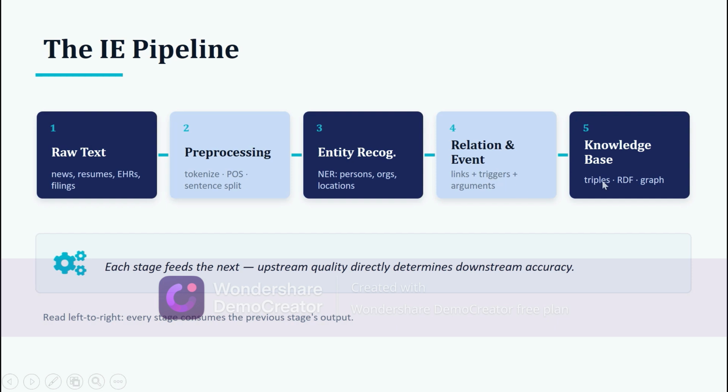And step 5 writes everything into a structured knowledge base, often as RDF triples or a knowledge graph. The key takeaway from this slide is that errors propagate. If NER misses an entity, relation extraction downstream simply cannot recover it. So upstream quality matters disproportionately.